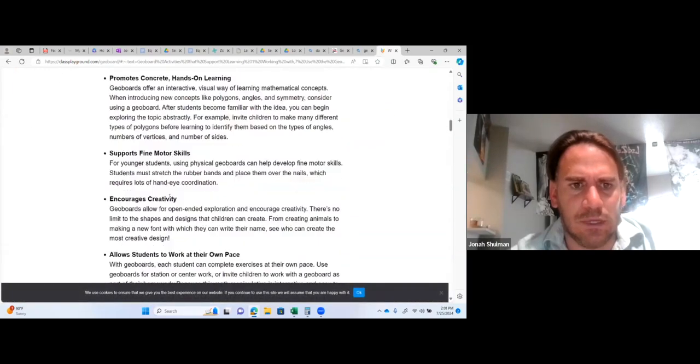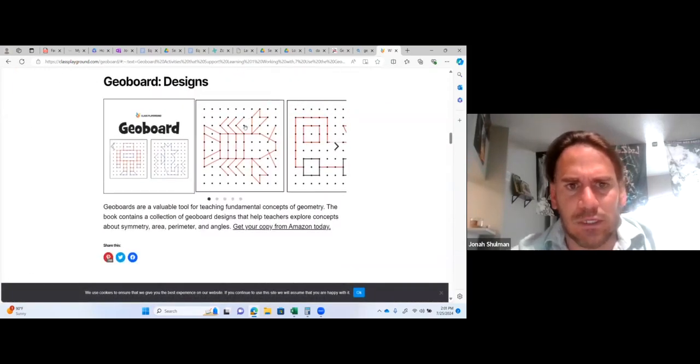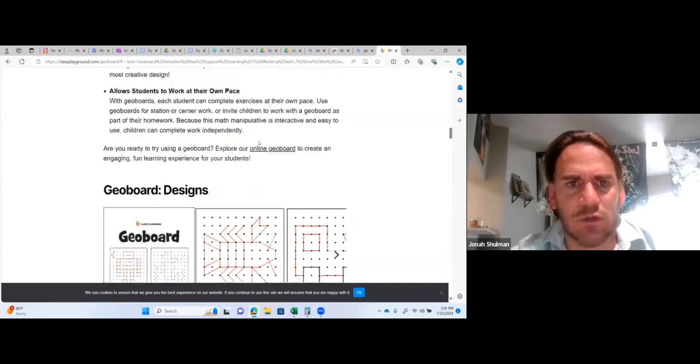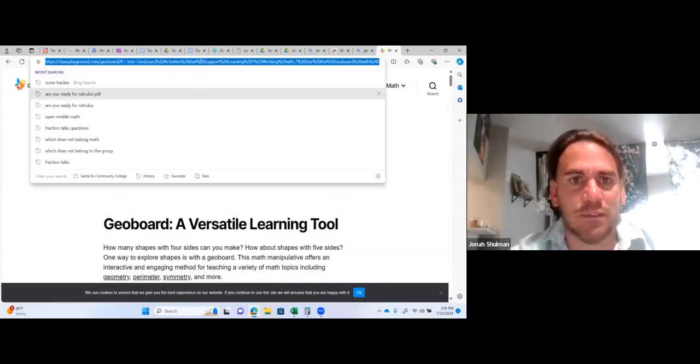This is everything about it. They can create the shapes on it and actually get to work with it. I think it's just rubber bands on a bunch of spikes. That's all it is.